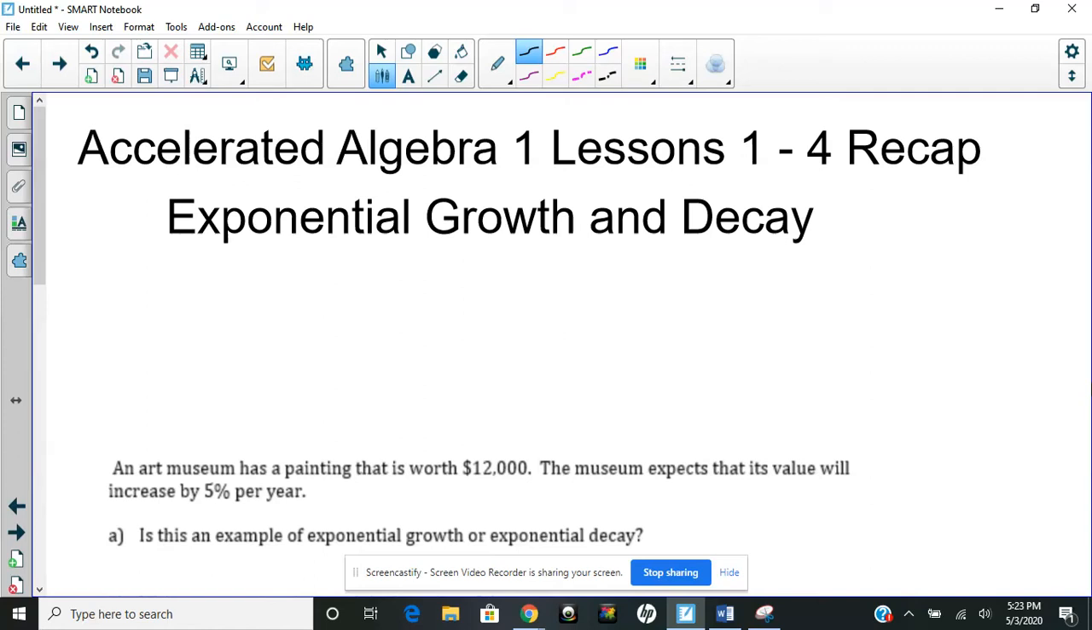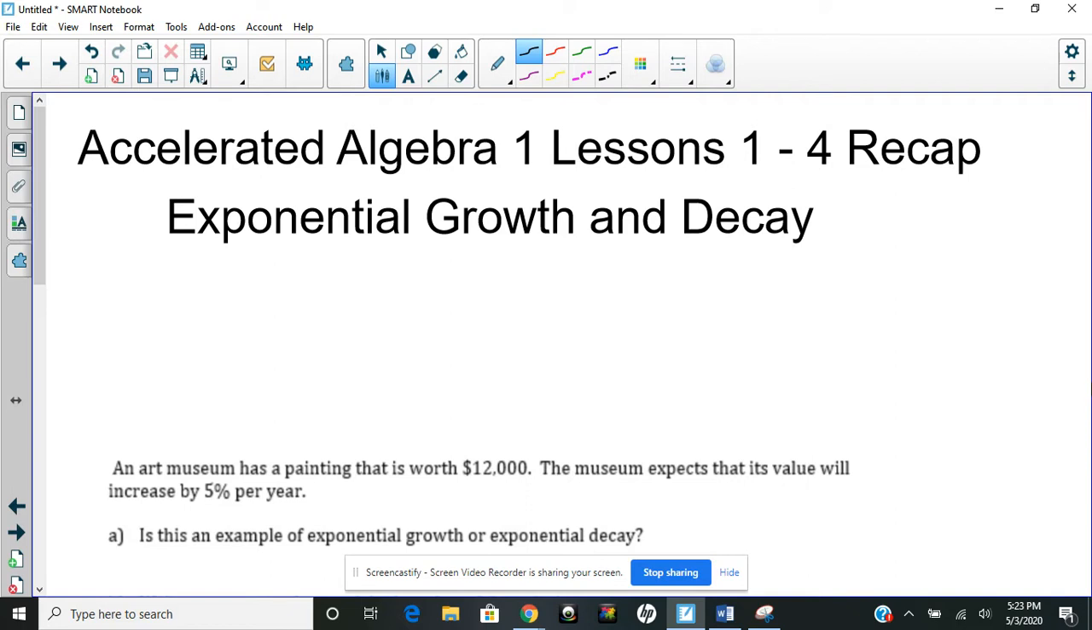Okay, everybody, we're doing the exponential growth and decay now. So this was the next day's lesson. This was April 22nd and April 23rd. And exponential growth and decay is very, very similar to compound interest.